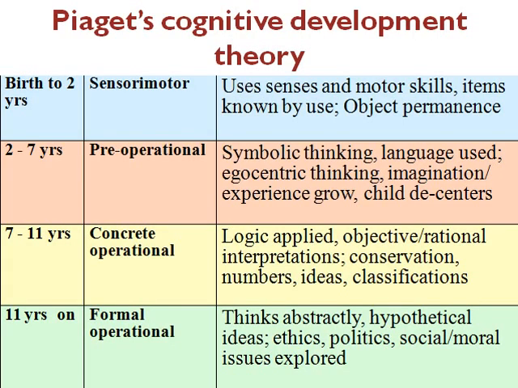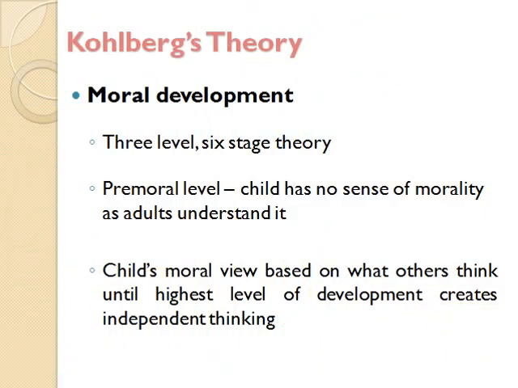Kohlberg's theory. This theory gives much importance to moral development. It is classified into a 3-level and 6-stage theory. The first one is the pre-moral level, where the child has no sense of morality as adults understand it. The second one, the child's moral view, is based on what others think, until the highest level of development creates independent thinking.